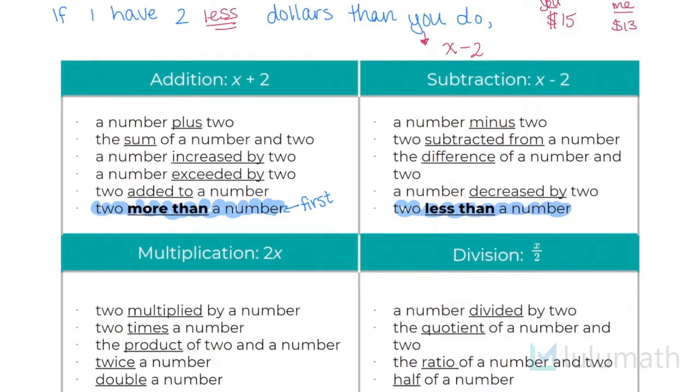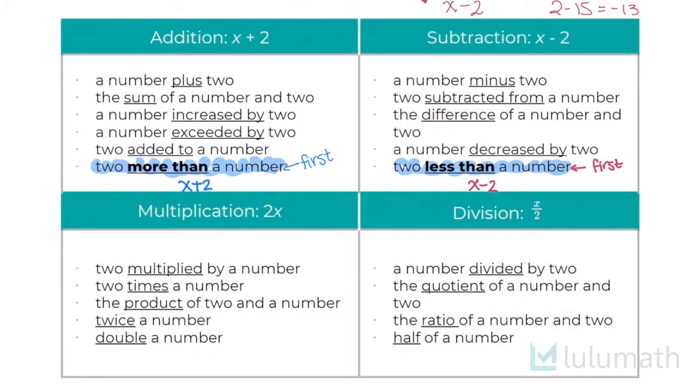It does not make sense to write 2 minus x. This is wrong. And in this example, you can see why that's not going to work, because I'm not going to say 2 minus 15 and I would get negative $13 because I don't have negative $13. I have positive $13 and I have to take your amount first and then subtract 2 from it. So when we say 2 more than a number, we have to write x plus 2. And when we say 2 less than a number, we have to write x minus 2. This number has to come first, just like it did over here.